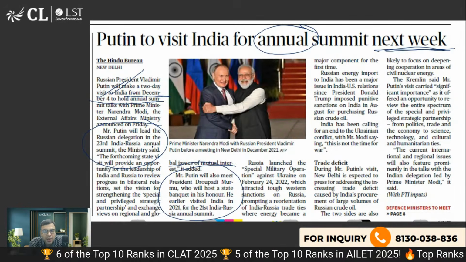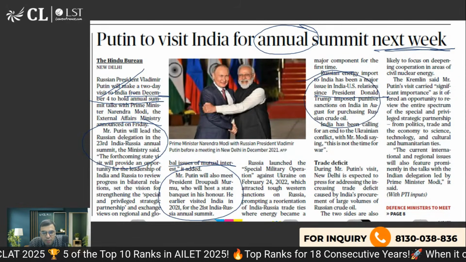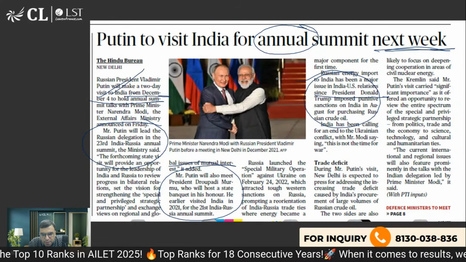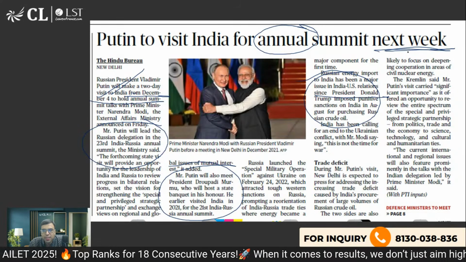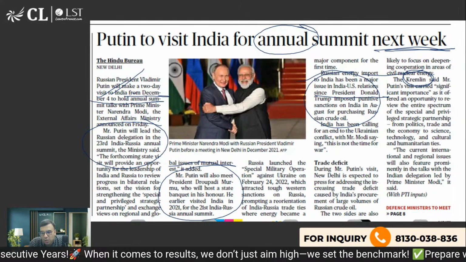I think it will be important because Donald Trump is putting a lot of pressure on India not to buy crude oil from Russia, etc. I'm sure you must be aware. So let us see what will happen, then we will discuss it. Kremlin is actually the president's house of Russia. It's called the Kremlin.